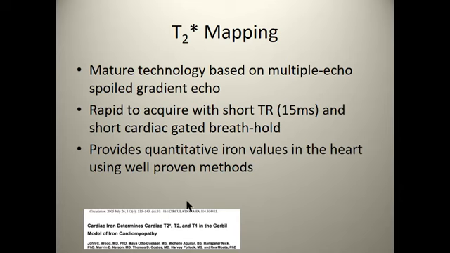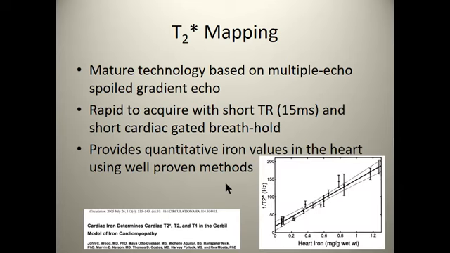So now to T2 star mapping. I've already kind of touched on it with the iron, if you like. It's a mature technology based on multiple echo gradient echoes. So effectively, you just collect these gradient echo data and look at the signal decay. You have to worry about some things, but it's well referred to in the literature. You need a very short first echo time. You might have to worry about fat in some organs, not so much in the heart. And it works very well.